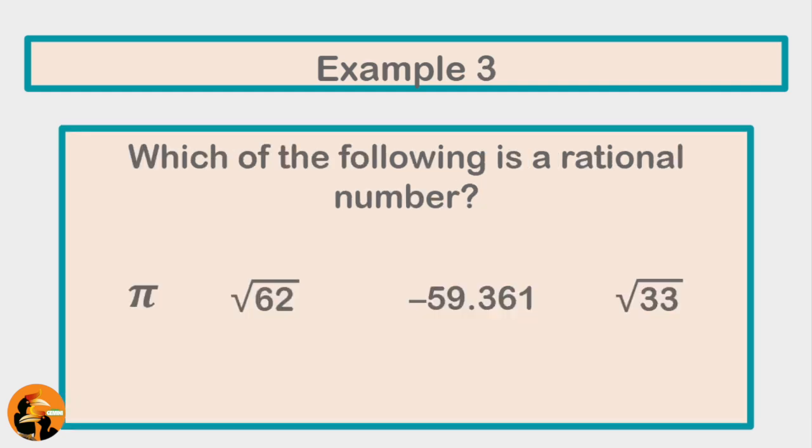Example 3. Which of the following is a rational number? Well, none of these are in fraction form, but that doesn't mean that they can't be rational numbers. Remember, positive and negative whole numbers and decimals that terminate or repeat can also be written as fractions.